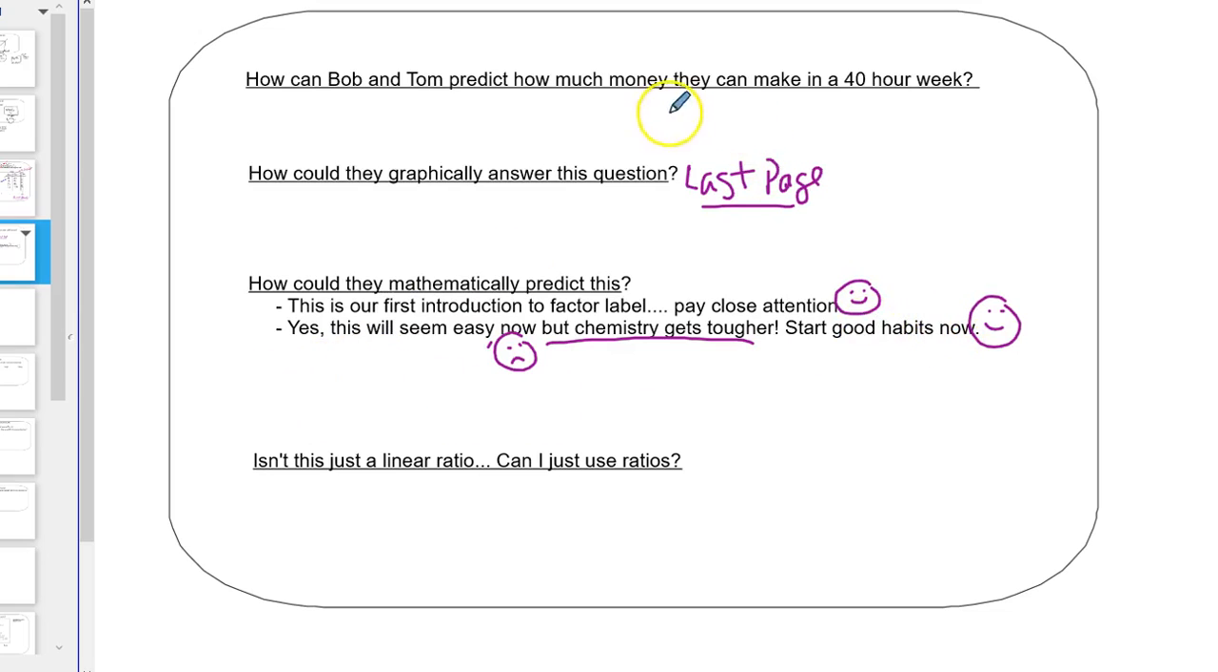So how much will Bob make in 40 hours? Again, I don't give a hoot how much Bob makes in 40 hours. Bob's a make-believe dude. It's all about this process. It's not even about the answer. The only thing we care about is, can you set this up, and can you start developing solid habits and get this process down, so when we start using it in chemistry, you just click right through it.